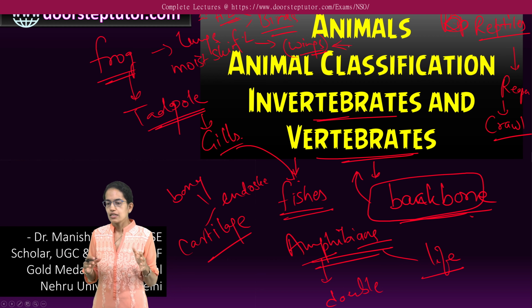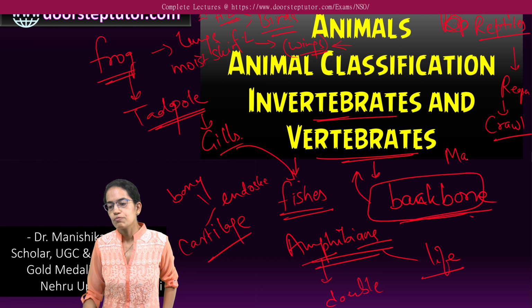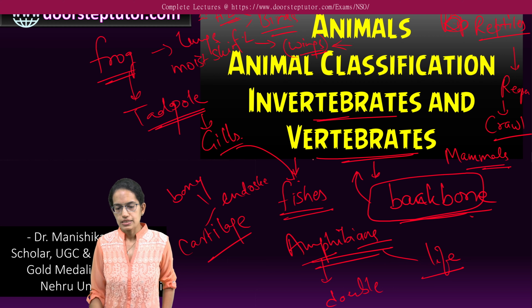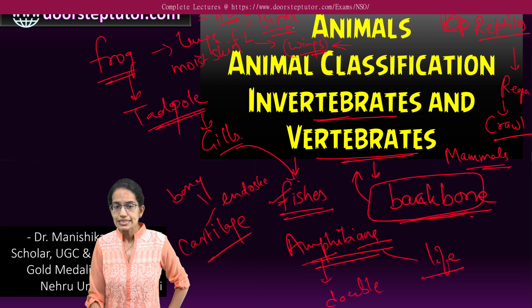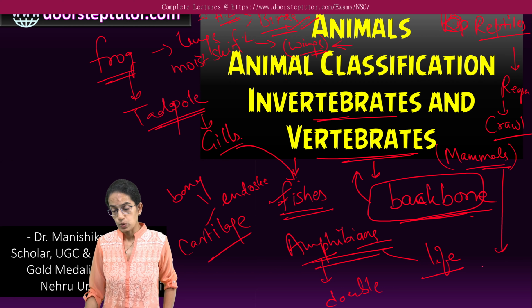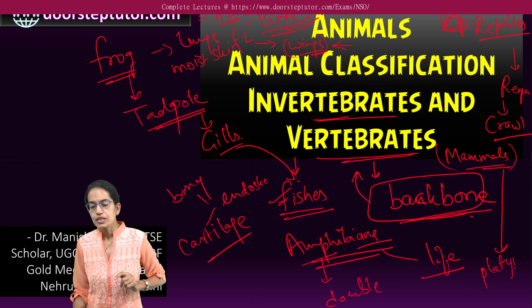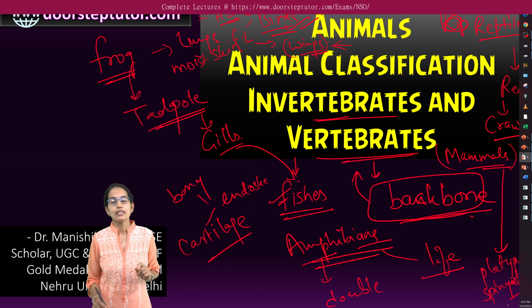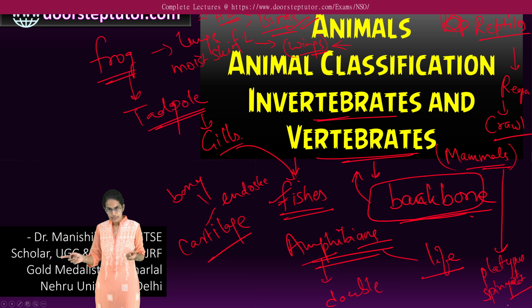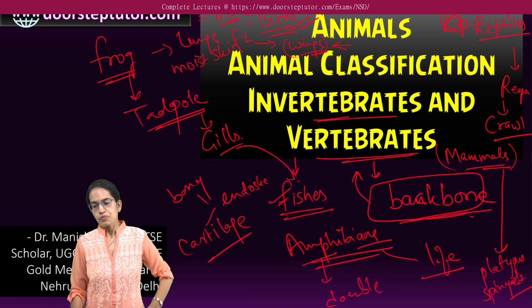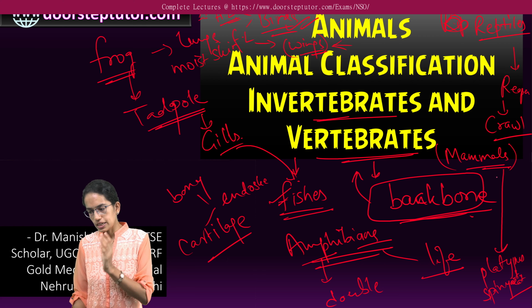The next is mammals. Now mammals give birth to young ones directly. The other organisms lay eggs, like fishes lay eggs, birds lay eggs, amphibians lay eggs. Mammals give birth directly to the young ones. However, there are two exceptions, platypus and spiny anteater. Spiny anteater and platypus are those which actually lay eggs. They are mammals, however they lay eggs. In other cases, mammals give birth directly to young ones.